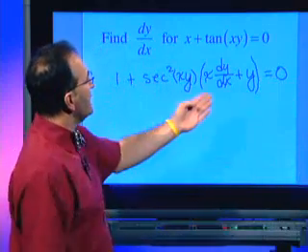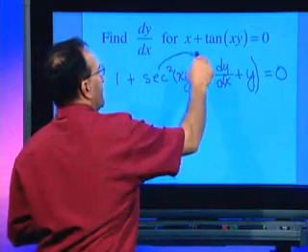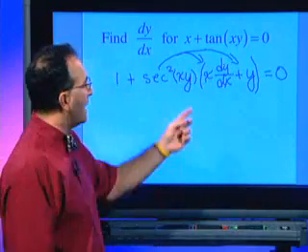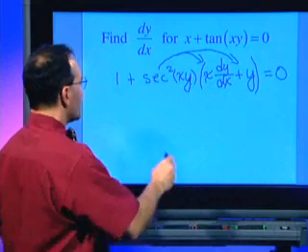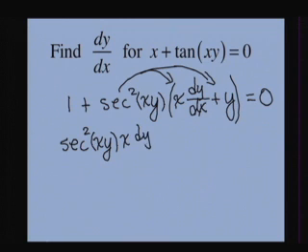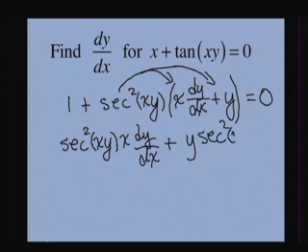So now we need to distribute the secant squared because we need to eventually isolate dy/dx. In order to do that, we need to be able to separate it out. So I'm going to move the 1 to the other side at the same time. So we're going to get secant squared of xy times x dy/dx plus y times secant squared of xy, and that equals negative 1.